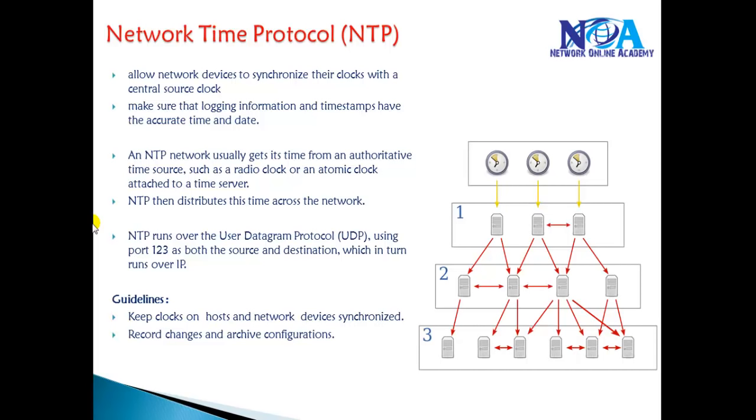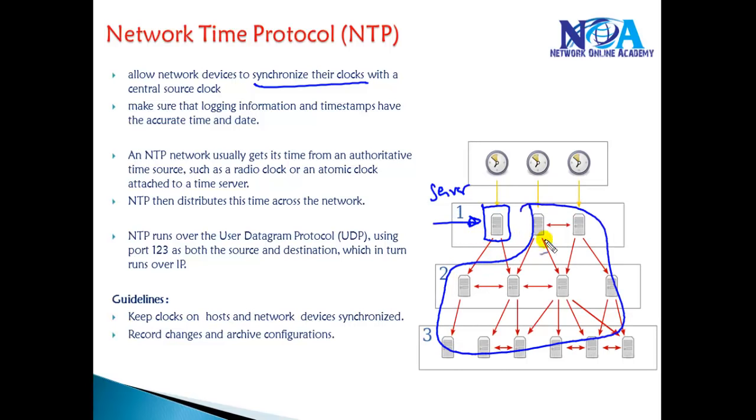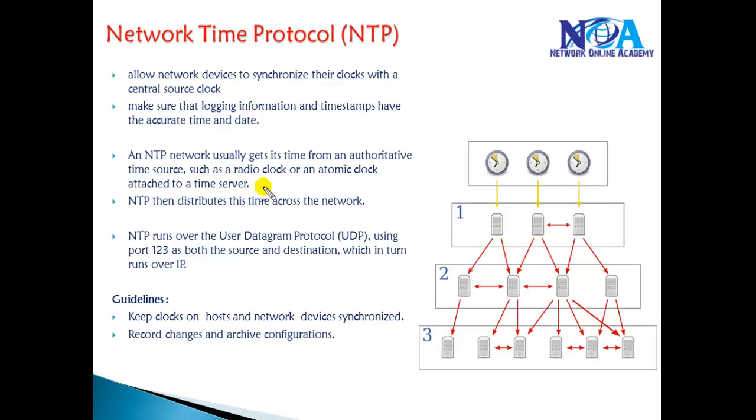What we can do is use a protocol called NTP in the network, which will allow you to automatically synchronize all the devices from a centralized source. We can make one device a centralized server, apply a specific time on that server, and all the devices will have the same synchronized time which they get from the server. The major advantage is that it makes sure your logging information and timestamps have the accurate time and date.